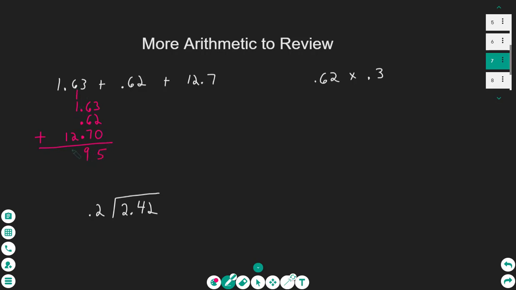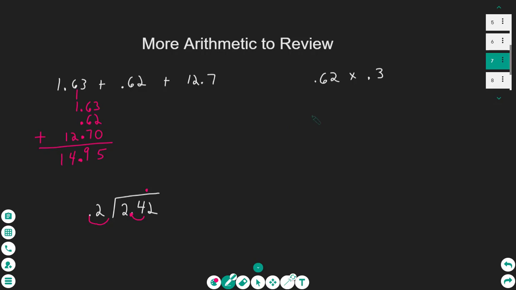So 19, 3, 4, 14. Keep your decimals in line. 14.95. Okay? And then hopefully you remember how to do division with decimals. If we have a decimal in our divisor, we need to move this over all the way to the end of the number and then move this decimal the same number of places over. That's where our new decimal is going to go. And then from there, we just divide as usual.